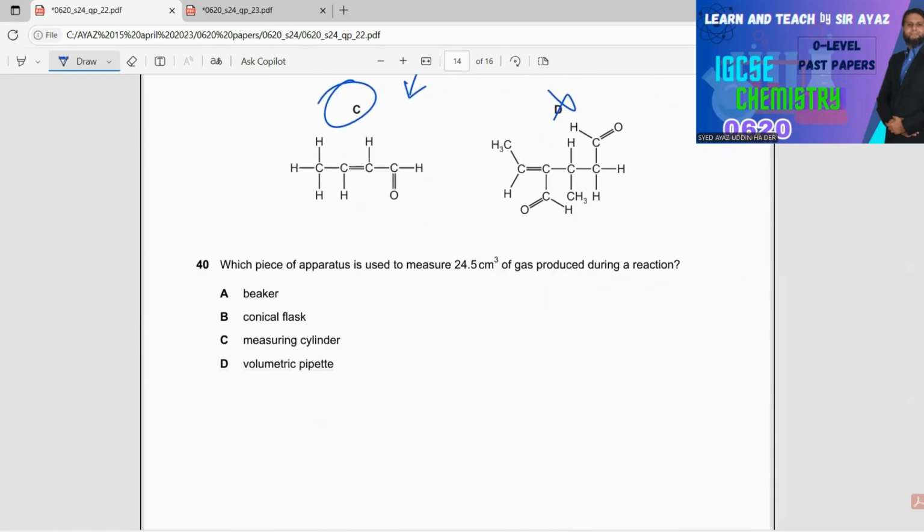Last one, which piece of apparatus is used to measure 24.5 centimeter cube of gas produced during a reaction? You will definitely need apparatus with high accuracy. Sorry, we are getting gas here. So we need a measuring cylinder. Straight away measuring cylinder is used. No need to use beaker, conical flask or volumetric flask. Measuring cylinder is used over a water trough in order to collect the gas produced. This amount of gas produced during a reaction.